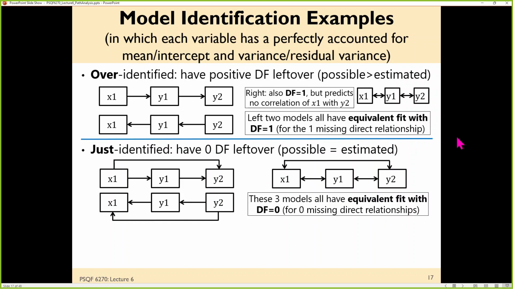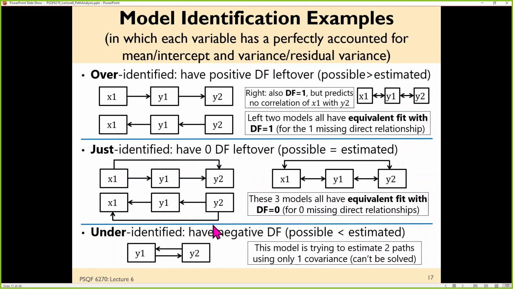Just identified is when you've got all the possibilities. So whether you're thinking of these relationships as directional, which is the directed arrows on the left in either configuration, or non-directional, which is the two-headed arrows, these will fit the same. This is just identified. You have not overlooked any pairwise relationships. You cannot be wrong. And then don't do that one.